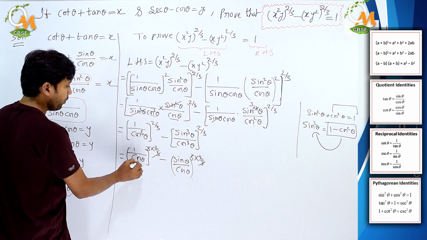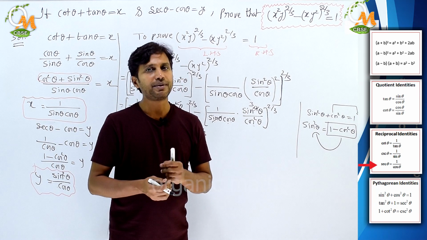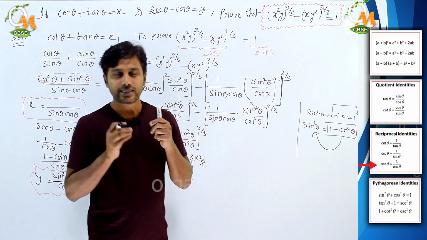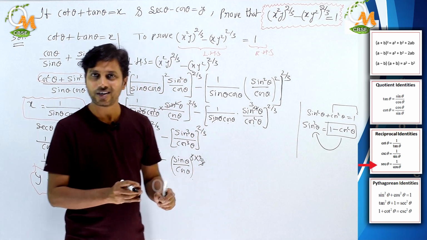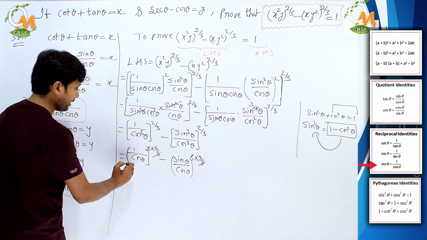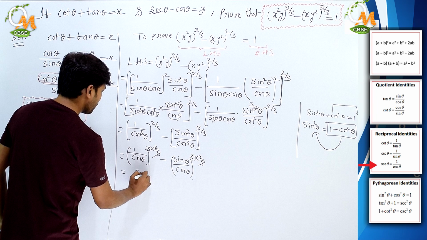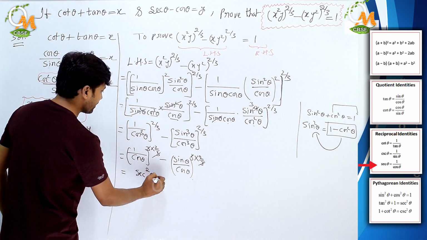Now what is 1 by cos theta? 1 by cos theta can be represented as secant theta, because secant theta and cos theta are reciprocals of each other. So 1 by cos theta can be expressed as secant theta. Just see, secant theta, here square is there, no? So secant square theta we can write here.